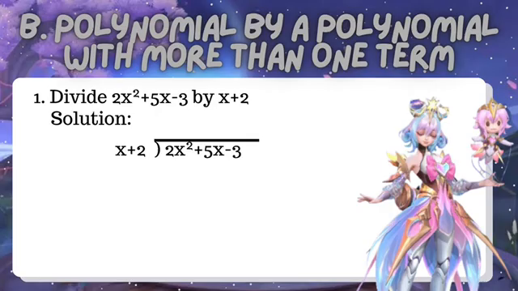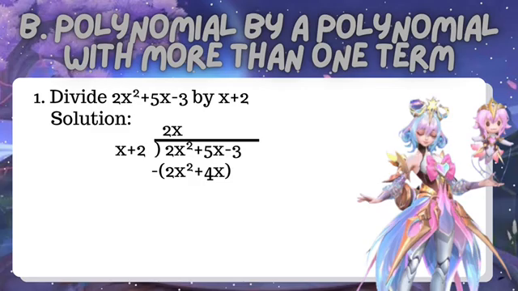Second, divide the leading terms. Focus on the leading term of the dividend, which is 2x squared, and the leading term of the divisor, which is x. Let's ask ourselves, what do I need to multiply x by to get 2x squared? The answer is 2x. Write 2x above the division symbol aligned with the x term. Third step is to multiply. Multiply the 2x by the entire divisor, x plus 2. So 2x multiplied by x plus 2, we have 2x squared plus 4x. Write the result underneath the dividend aligning like terms.